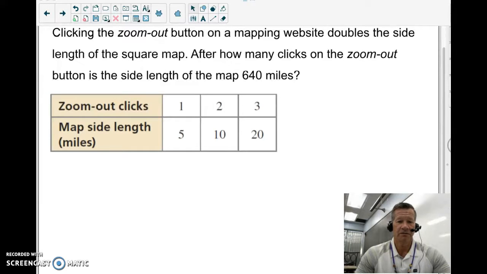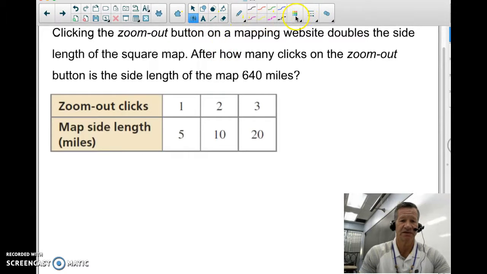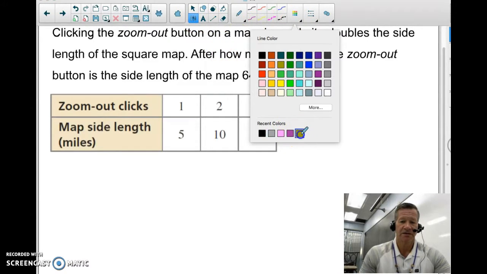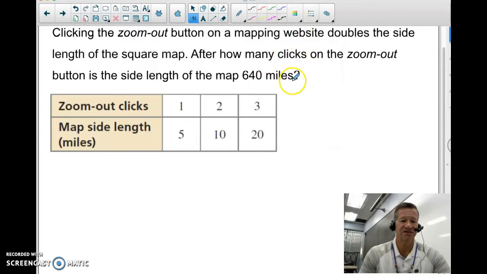Example 5, a little, I guess, a real-world application here, dealing with geometric sequences. If we read this, it says, clicking the Zoom Out button on a mapping website doubles the side length of the square map. After how many clicks on the Zoom Out button is the side length of the map 640 miles? If you look at this table, if we click one time, then the side length of the map is 5 miles. The second time we click, the map side length will be 10 miles. The third time, it will be 20.